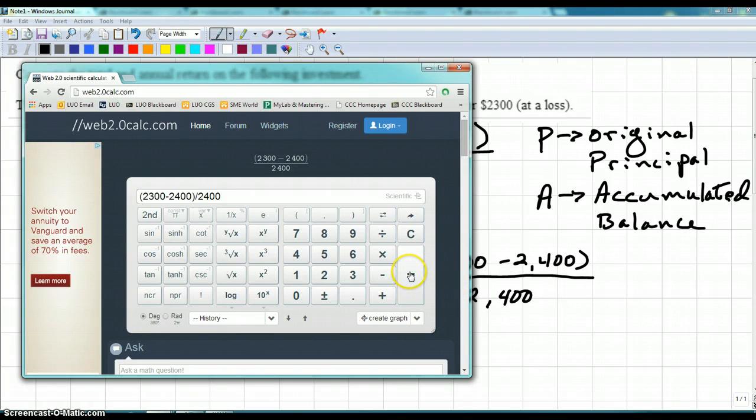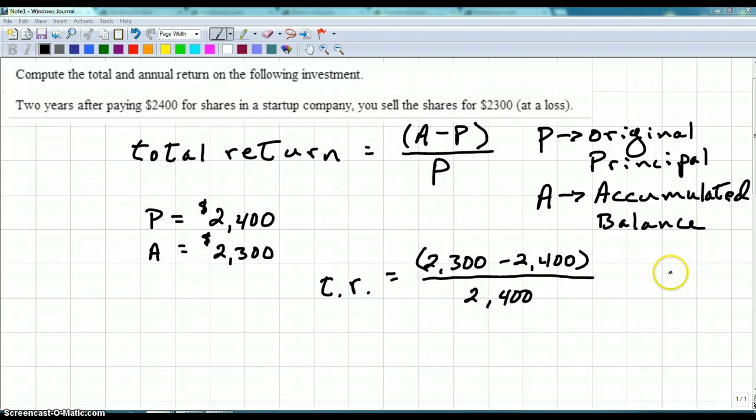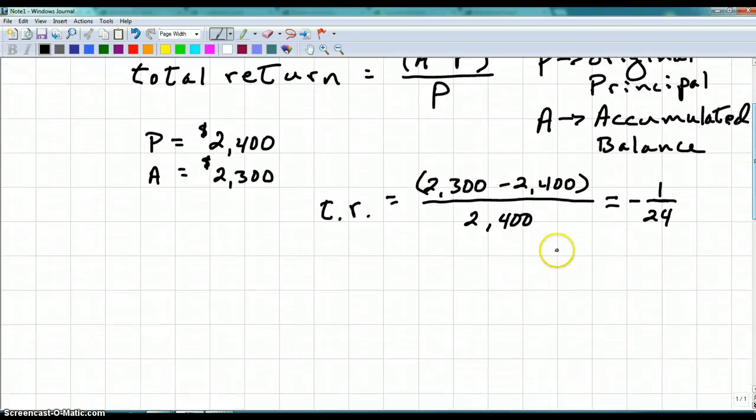So if I go ahead and left click equals, this is going to give me a fraction and a decimal equivalent. So the fraction is equal to negative 1 over 24, which definitely coincides with the fact that we're looking at a loss here. And now I'm going to use the conversion to the decimal, which is negative 0.0416, repeating, so I'm going to round it to 67.